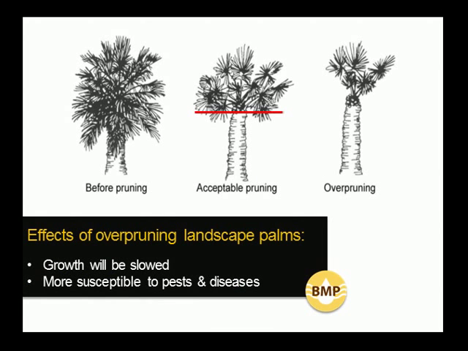It's rarely necessary to remove green fronds from a palm. However, if you wish to do so, only remove those drooping below an imaginary horizontal line drawn through the bottom of the canopy, as shown in the center figure. Growth will be slowed, and the palm can be damaged and attract pests and diseases when green fronds are removed from above this imaginary line.